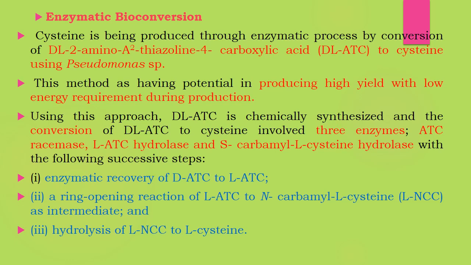As we know, each and every step requires enzymes. So first, in the enzymatic conversion of D to L, it requires the first enzyme, and then the L-ATC will be converted into L-SCC, and then this L-SCC is converted into cysteine. This is exactly the whole process of the enzymatic bioconversion.